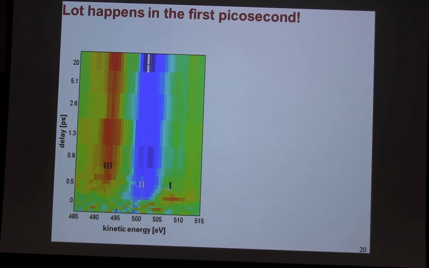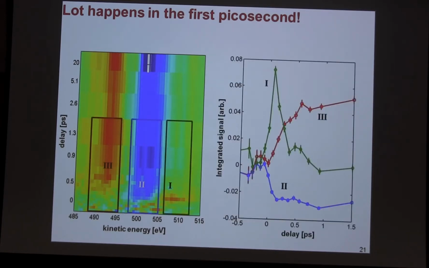Feature number 1 here in this region, feature number 2, and feature number 3. And what they mean really becomes more prominent with the integration of the spectral regions. So in region number 1 and region number 2, you see prompt signals with the UV. Prompt rise, prompt decay that reflects about our time resolution. And then in region number 1, we get a decay of about 200 femtoseconds that is accompanied by a rise of 200 femtoseconds in region number 3.